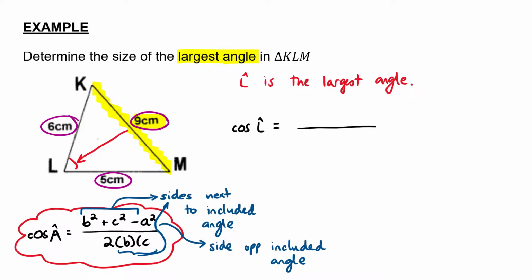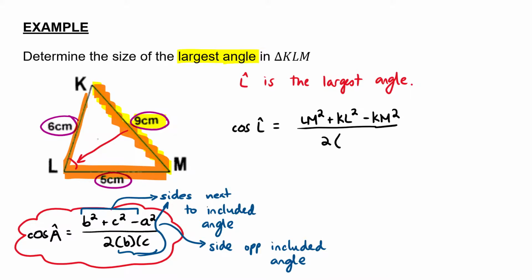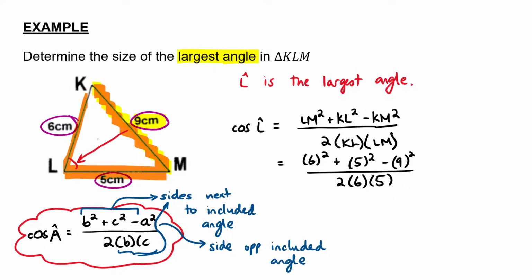So when we write this out for L, we can clearly see that it's going to be B squared plus C squared, or the two sides that are next to L, which would be LM and KL. So it's going to be LM squared plus KL squared minus the side that is opposite angle L, which is this side, KM. So minus KM squared over 2 times the sides that are next to that angle again, so KL times LM. And we can do a bit of substitution, which means we're going to have 6 squared plus 5 squared minus 9 squared all over 2 times 6 times 5.